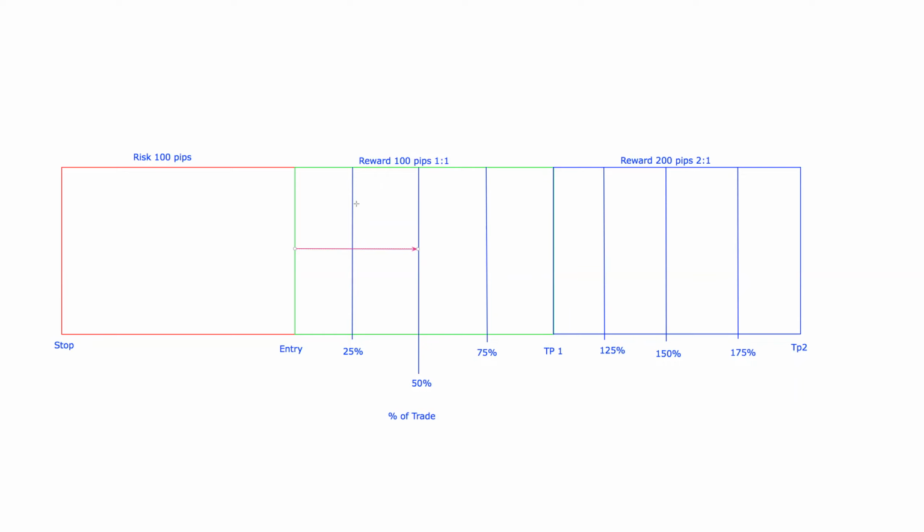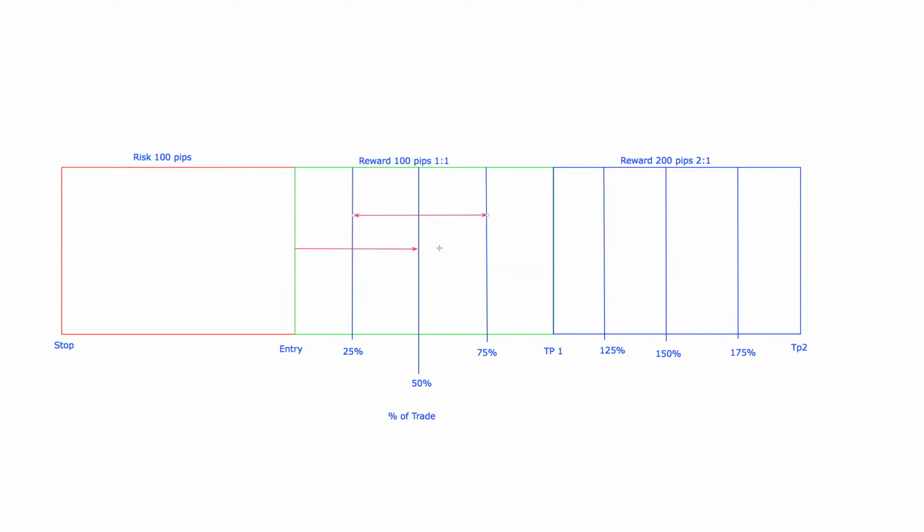So by moving our stop loss to 25%, you can see that we're now in a 2-to-1 trade, because we're only risking 25 pips, from the 50% back to the 25%, to potentially make take profit one, which is at the 100 pips mark. Yeah, so we're risking 25 pips to make 50 pips. So the mathematics are always going to be stacked in our favor. We've gone from a 1-to-1 trade all the way to a 2-to-1 trade.